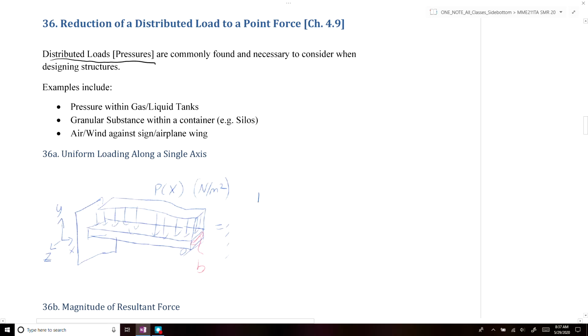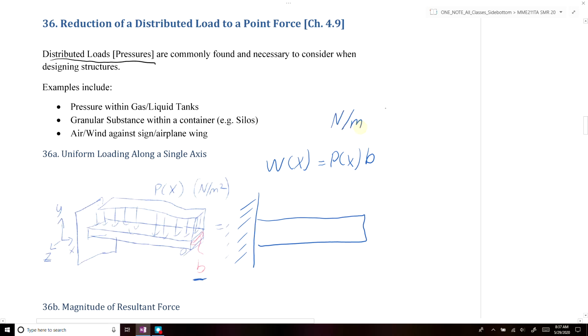So we can simplify this down to a 2D case where, instead of having a pressure as a function of x, we'll define something called a distributed load, W of x. W of x is just equal to our pressure as a function of x times b, the width of our beam. The units of a distributed load are typically newtons per meter or pounds per foot or pounds per inch. Typically they'll be drawn something like this.